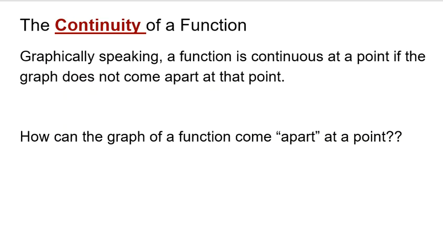So first, let's talk about what we mean by the continuity of a function. Graphically speaking, a function is continuous at a point if the graph does not come apart at that point. This is a very loose, non-traditional, not exact mathematical definition. So what do we mean by come apart? Let's take a look at a couple examples. We're going to start with where a graph is continuous, meaning it's not coming apart. Then we'll look at some examples where the graph clearly comes apart.